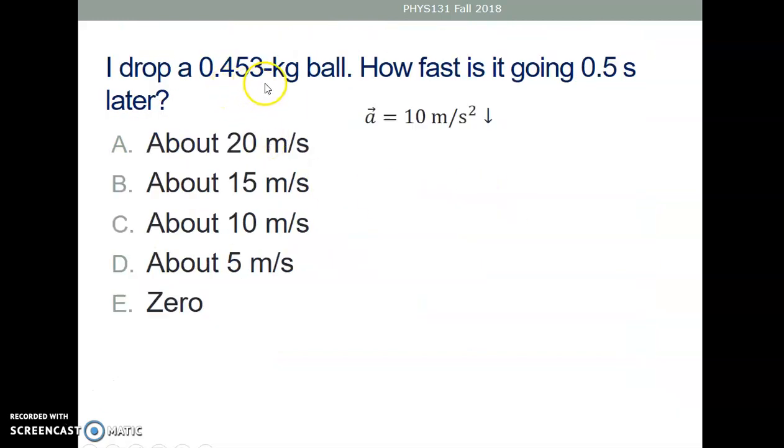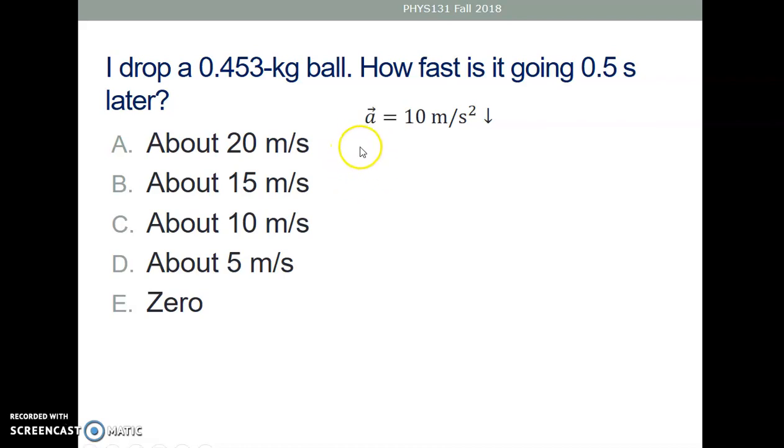I drop a 0.453 kilogram ball. How fast is it going half a second later? 20 meters per second, 15, 10, or 5 meters per second, or 0. Okay, pause your video, please, and make your selection. This shouldn't take too long, hopefully.